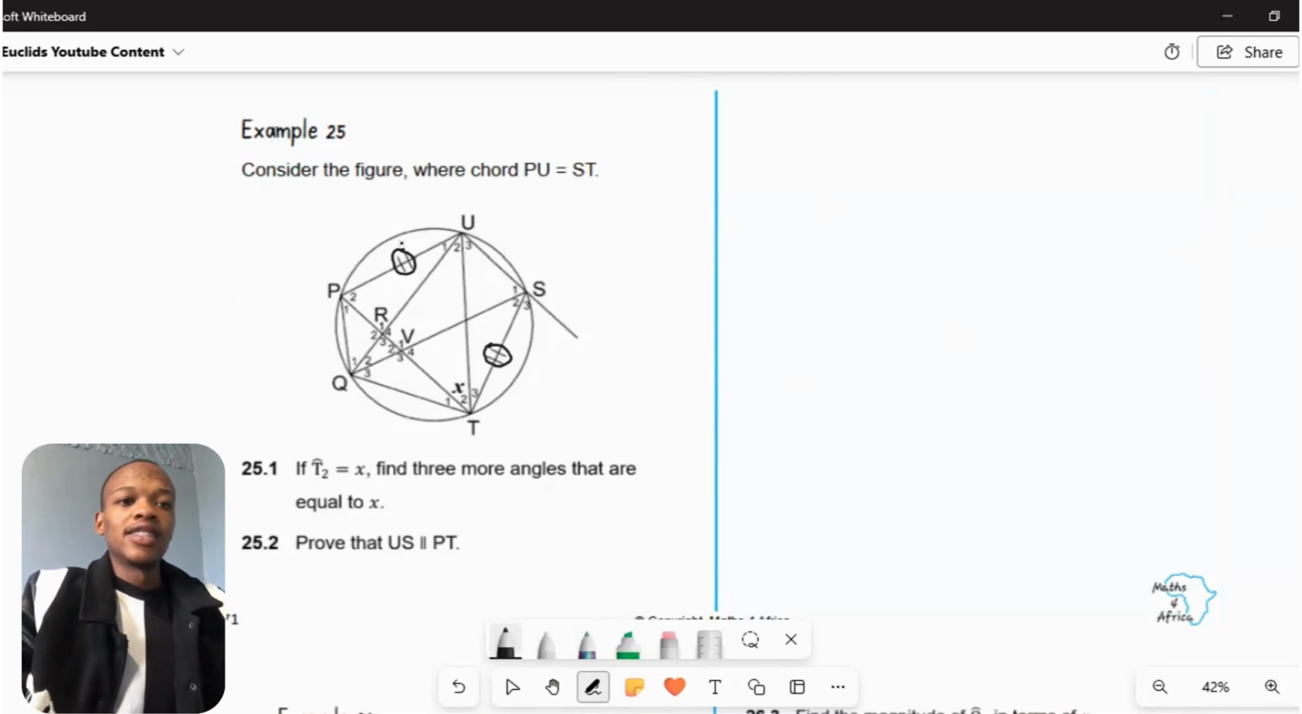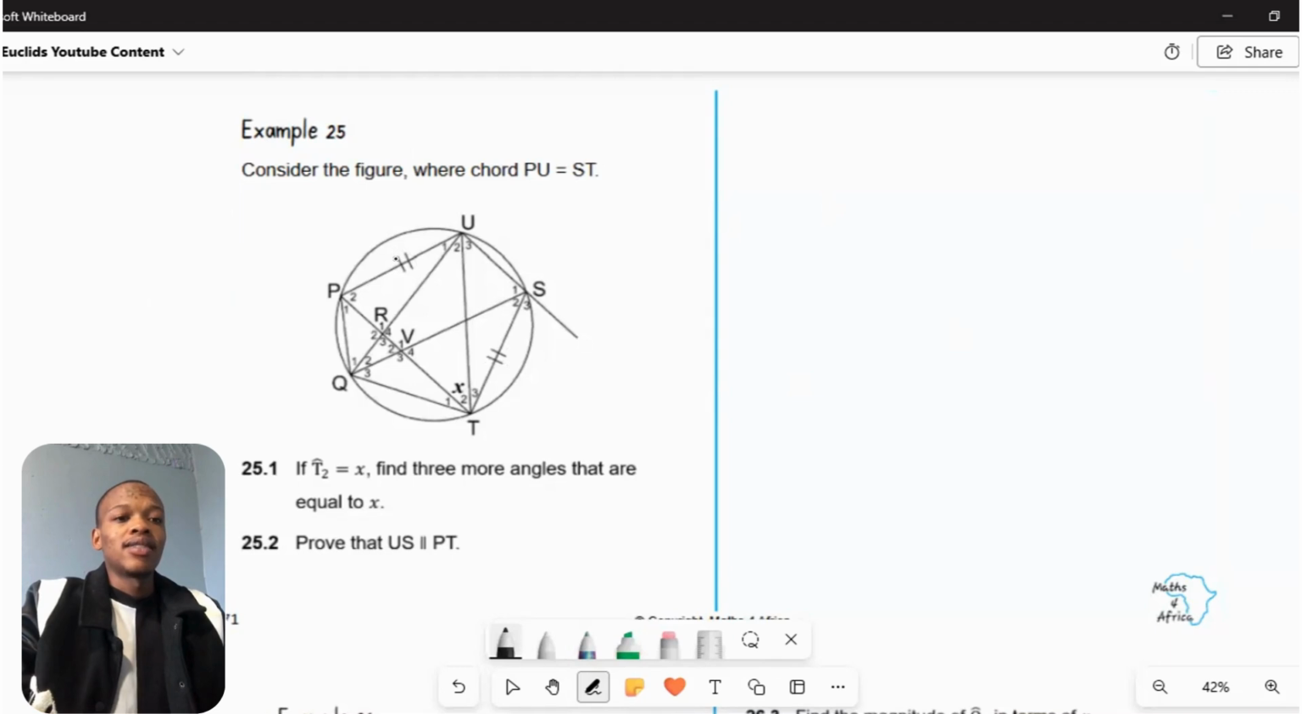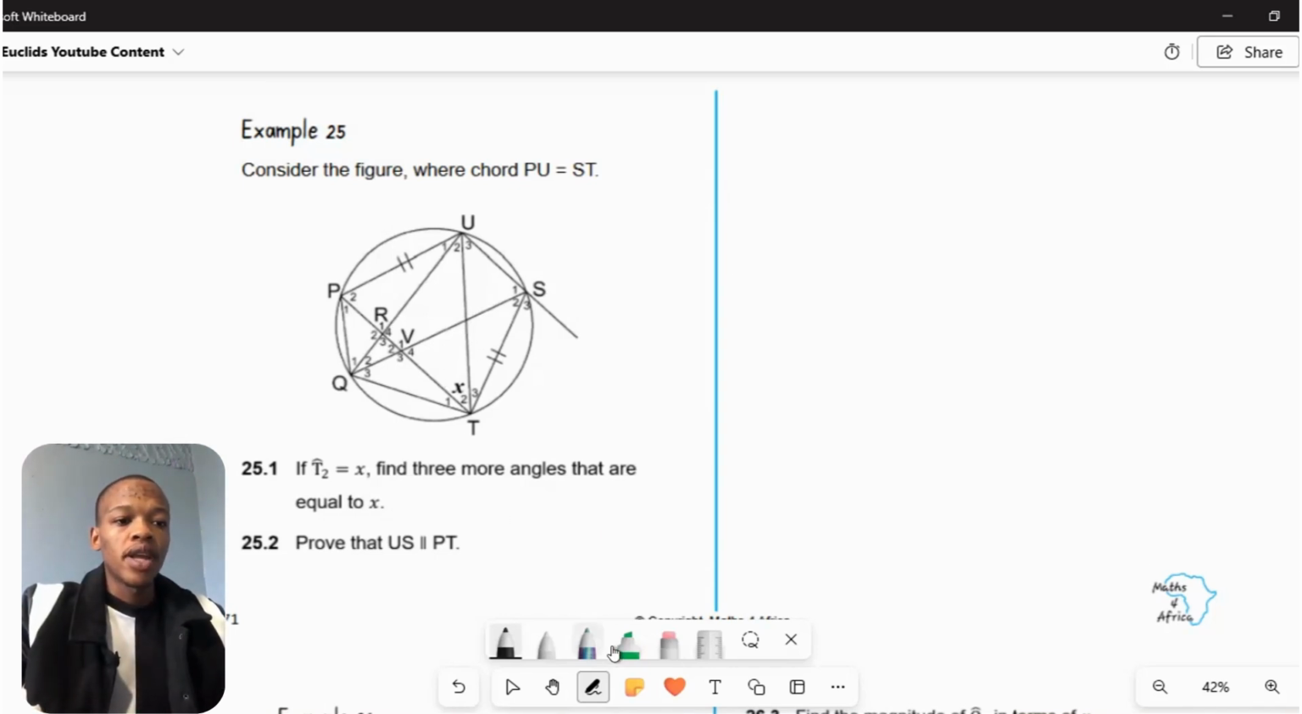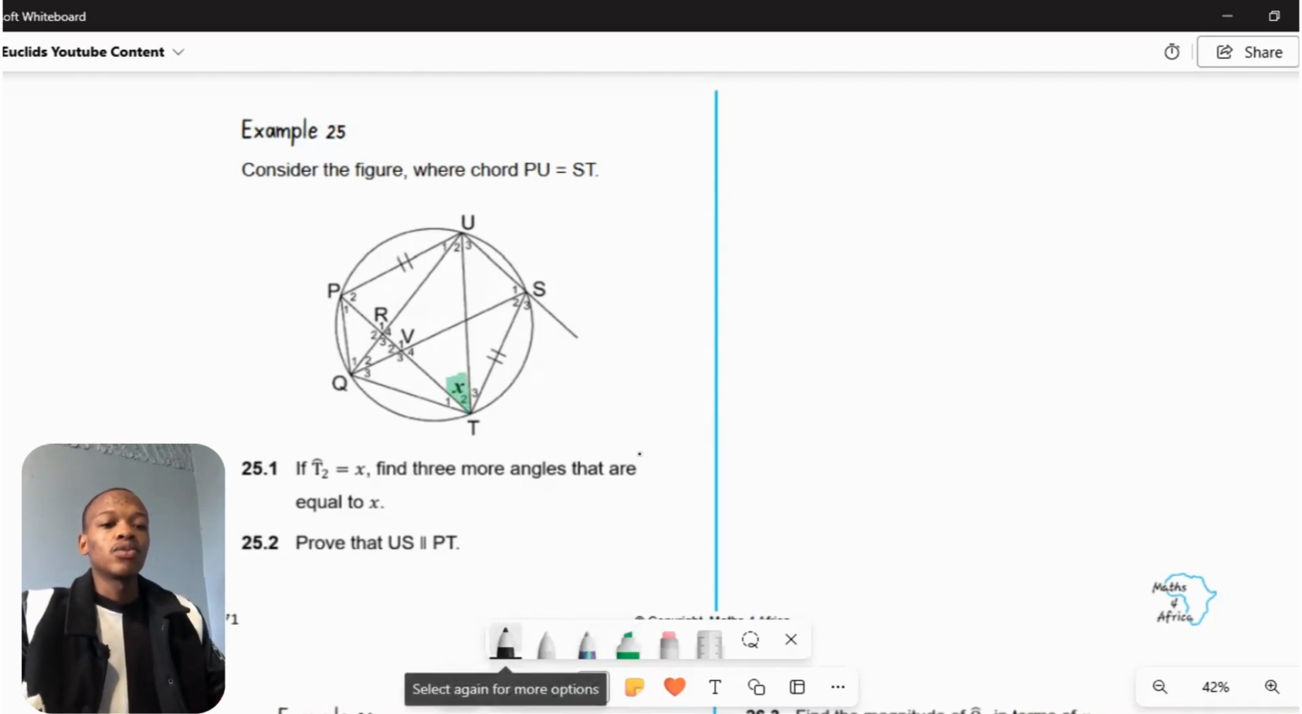As you can see, there are the indications of equal lines. You know the story about the equal lines. We are going to use that for sure. 2.25.1. If T2 is equal to X, where is T2? Let's go and highlight T2. There you go. There is T2. Right. If T2 is equal to X, find 3 more angles that are equal to X.